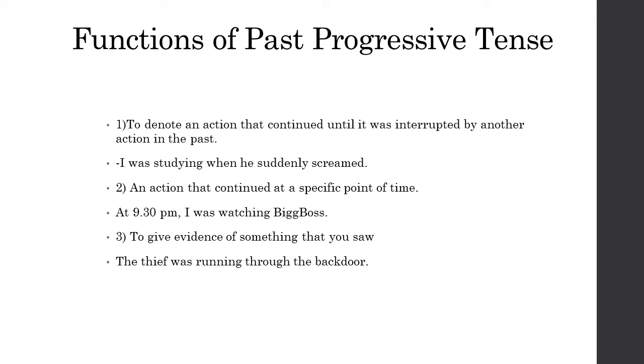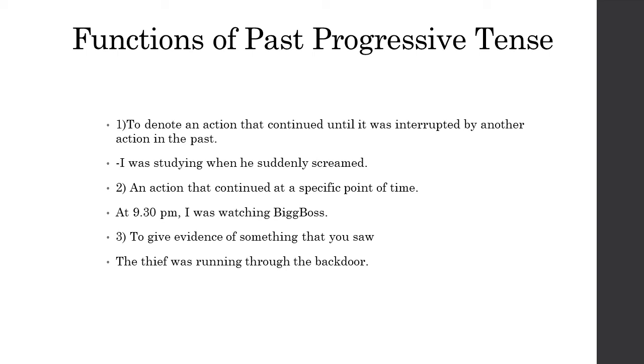Okay, now it is also used to talk about an action that continued at a specific point of time. I told you in the beginning that for actions that happened in the past at a specific time, we generally use simple past, but we also use past continuous to talk about a specific action that continued at a certain time. Okay, so at 9:30 p.m. I was watching Big Boss. So what were you doing at this time if someone asks you? It again depends on the purpose and the kind of information or the kind of sense you're trying to convey. Okay, so that has to be kept in mind to make your speech more appropriate.